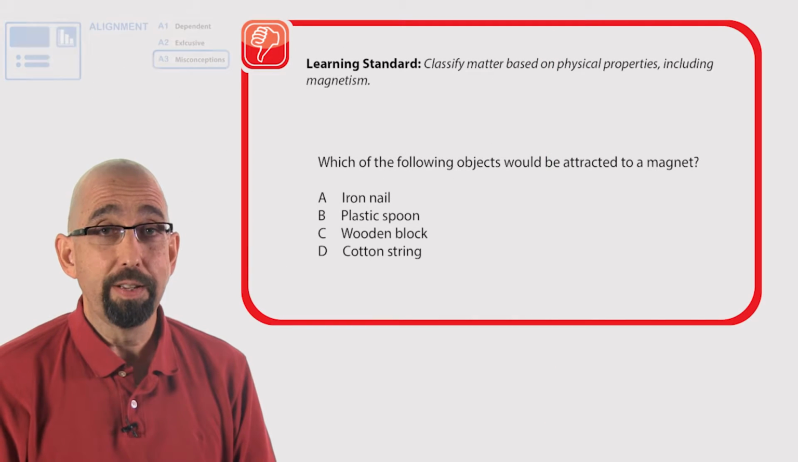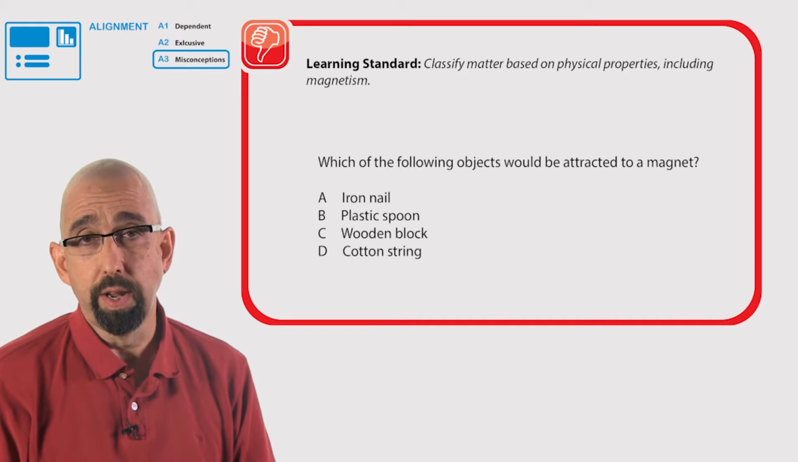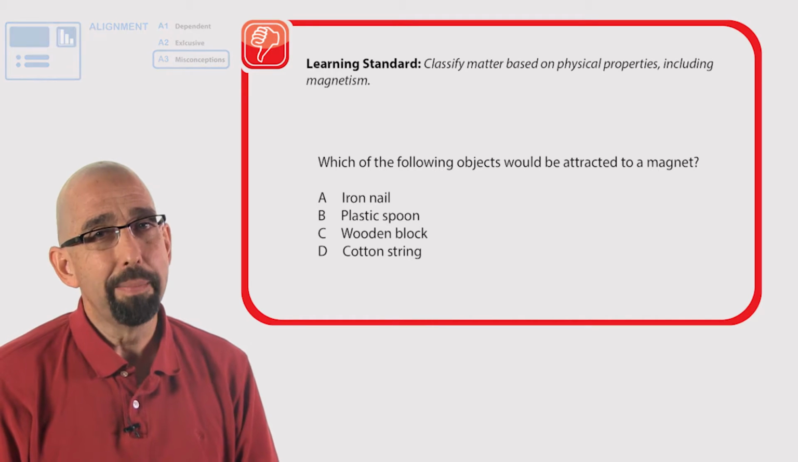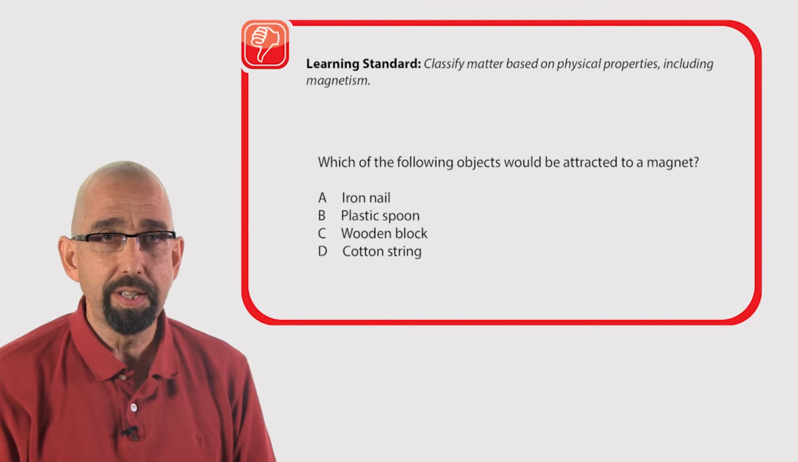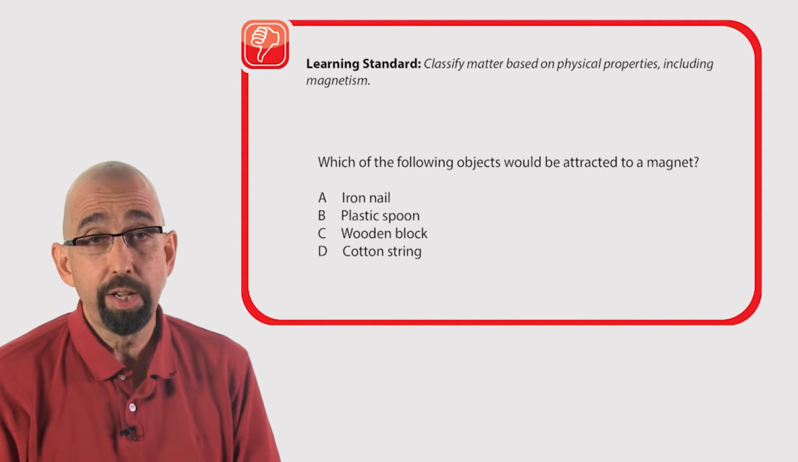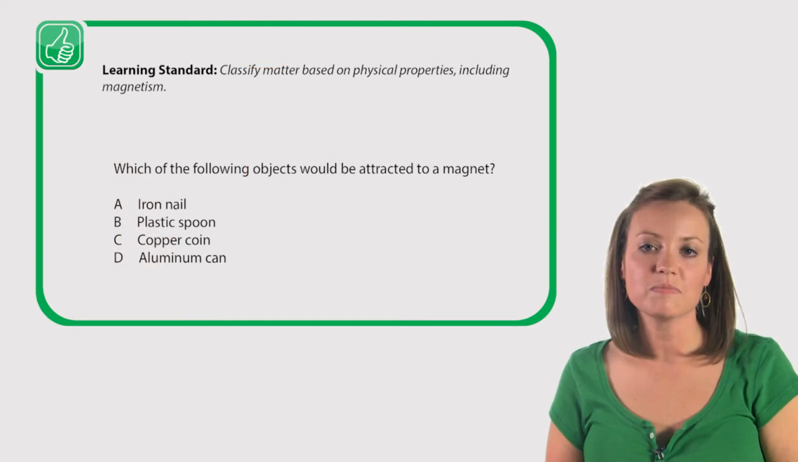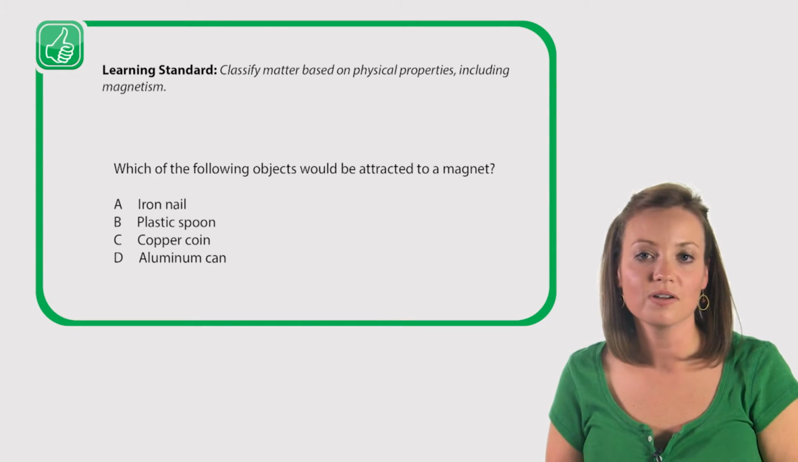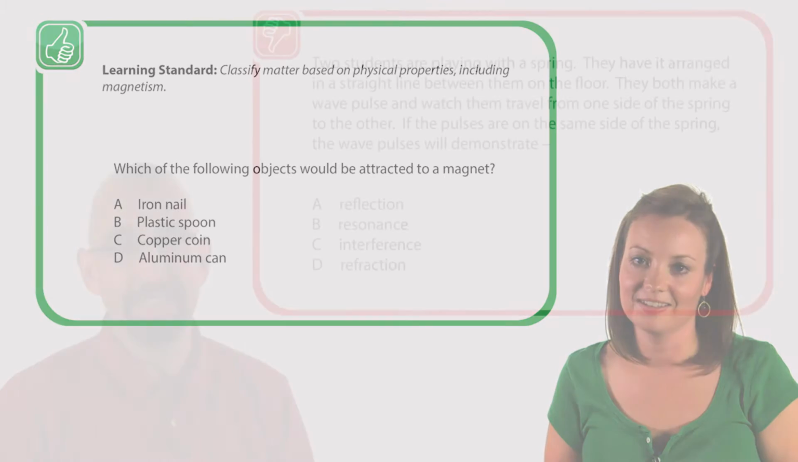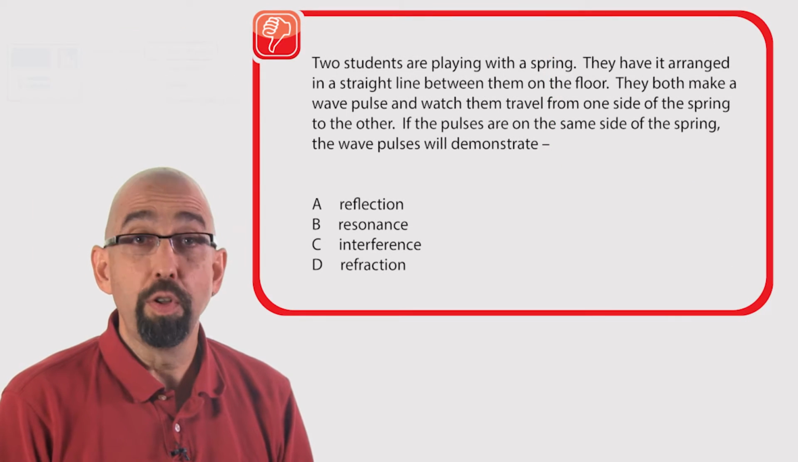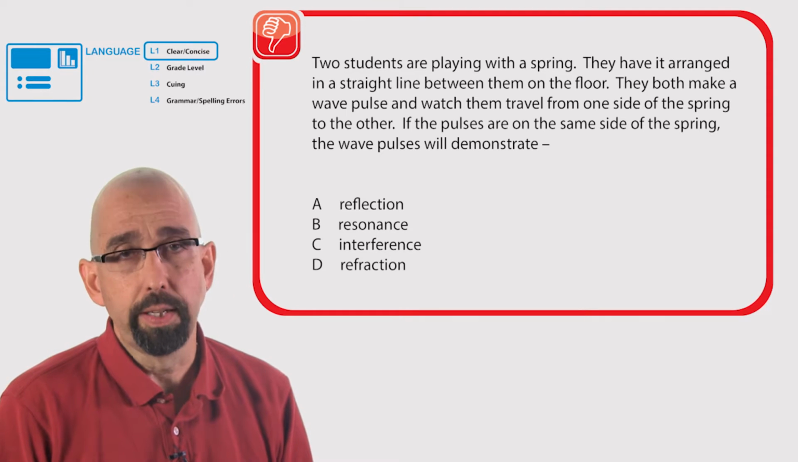This example fails at criterion A3, misconceptions. It might be wrong to call this item flawed, but because it fails to address the common misconception that all metals are magnetic, it could be improved. This example is improved because now, among the wrong answer choices, we've included the common misconception that all metals are magnetic.